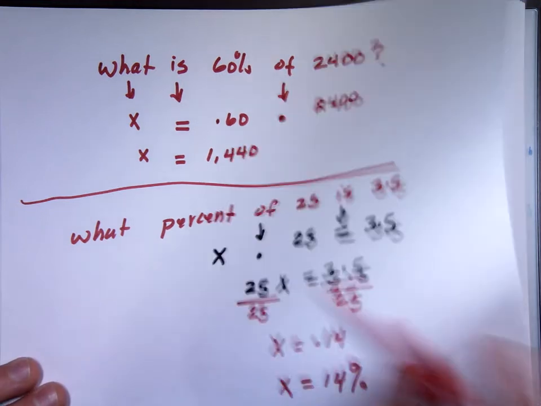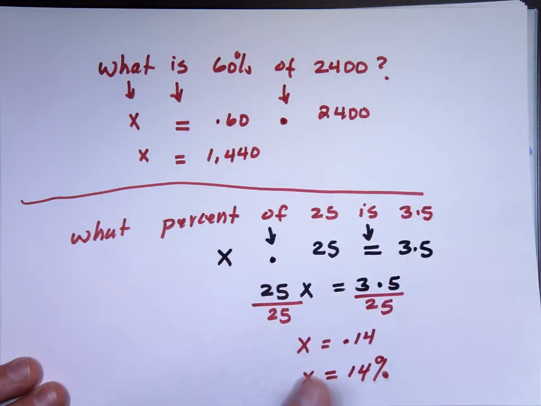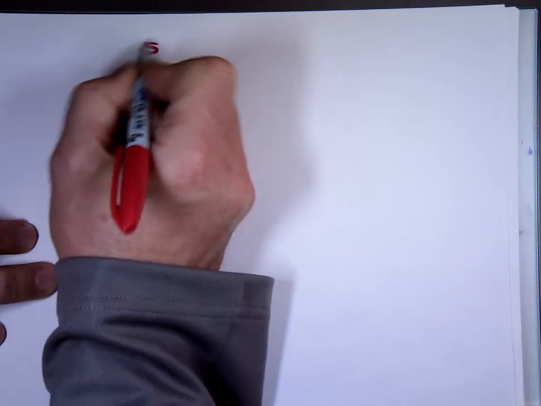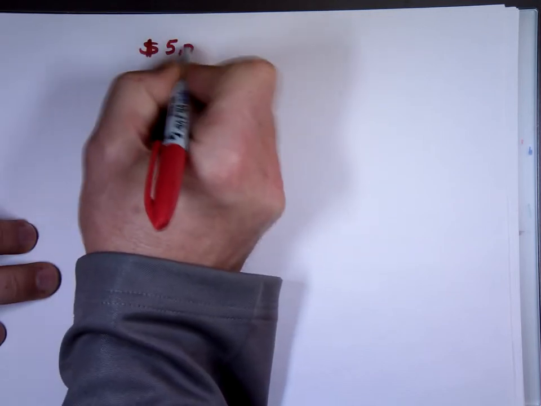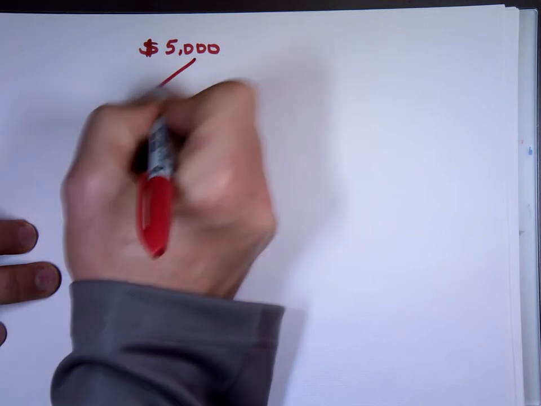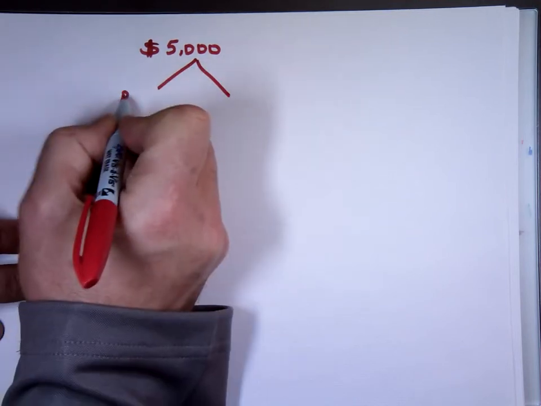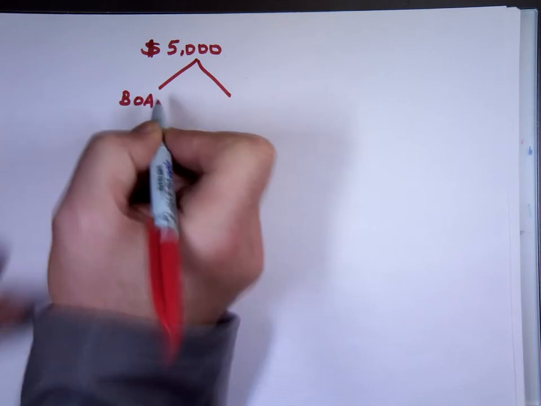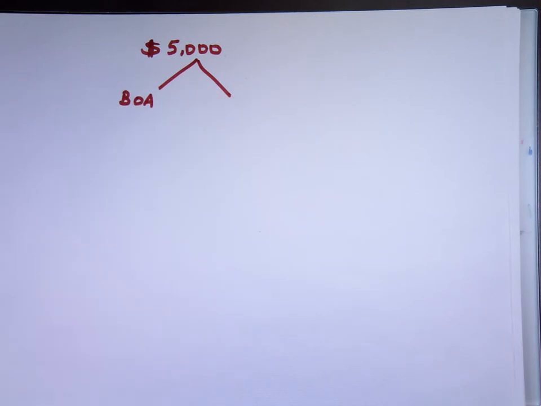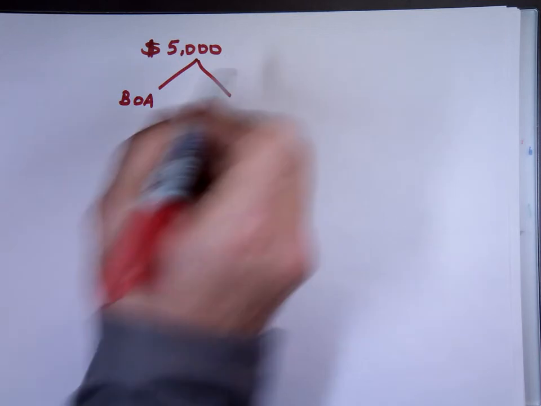Let's make the problem a bit more challenging here. Now, one more problem. Let's say I have with me $5,000, and I'm going to deposit that money in 2 accounts. Maybe I'll go Bank of America. That's Bank of America. And the other bank is Springfield Teacher Credit Union.